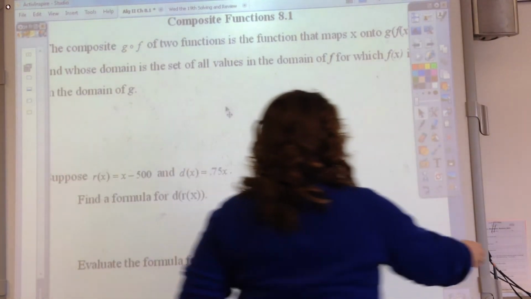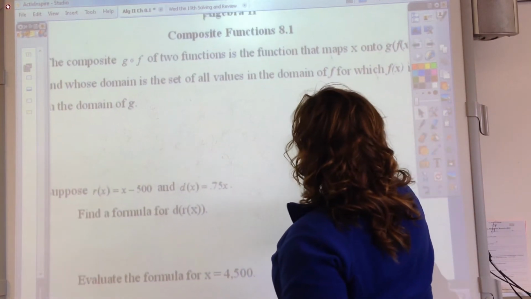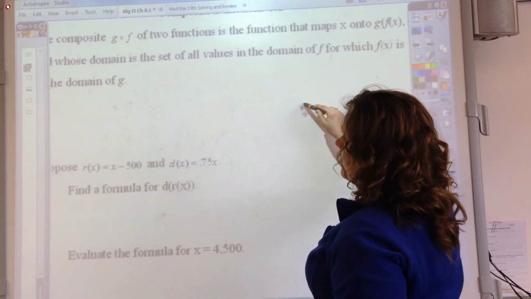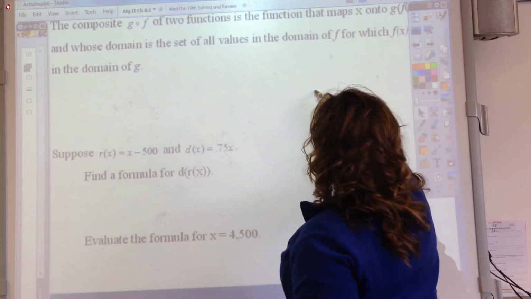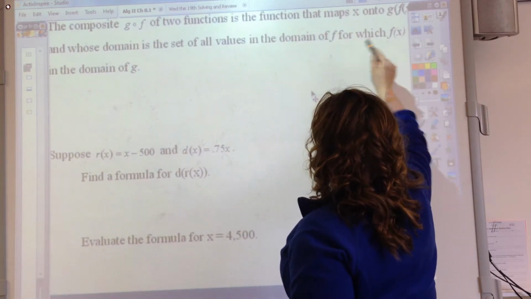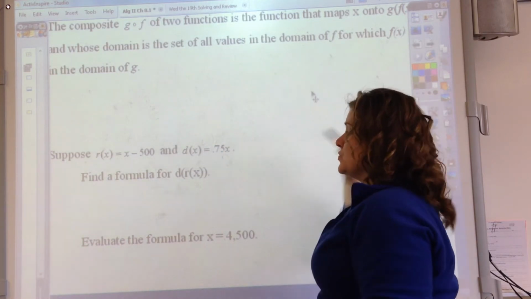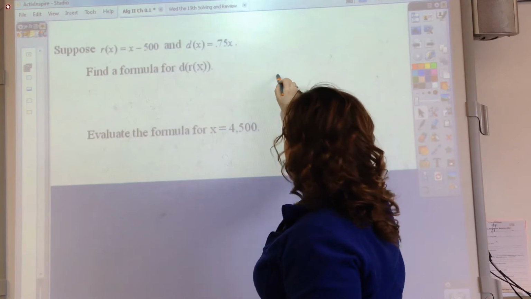Today we're going to look at composite functions. So first of all, a composite function is a function that maps x onto g of f of x, and whose domain is the set of all values of x for which f of x is in the domain of g of x. I know that's pretty wordy, so let's just look at it in application.